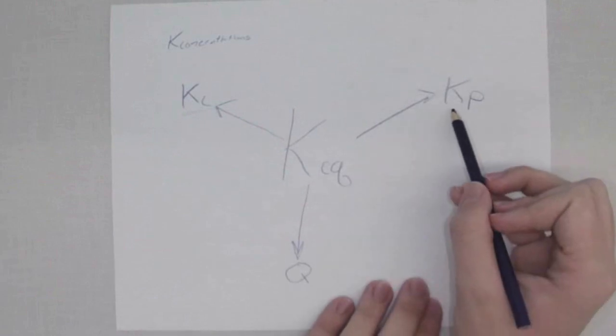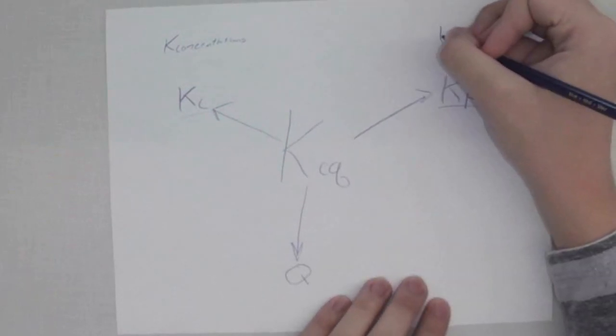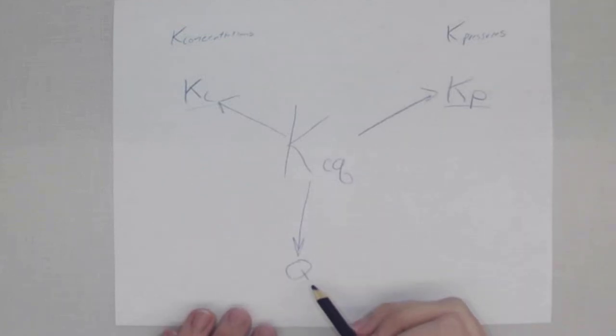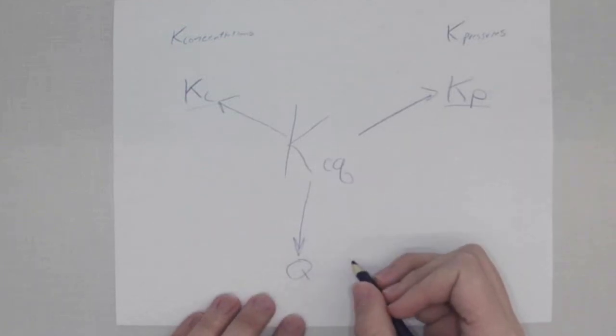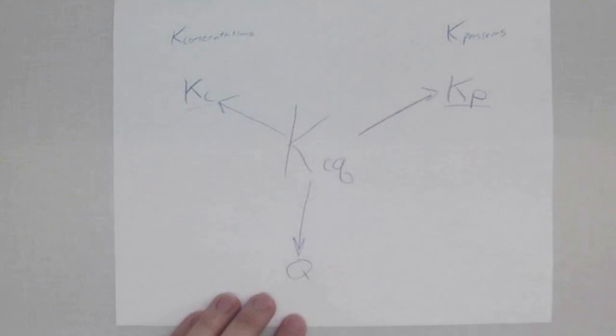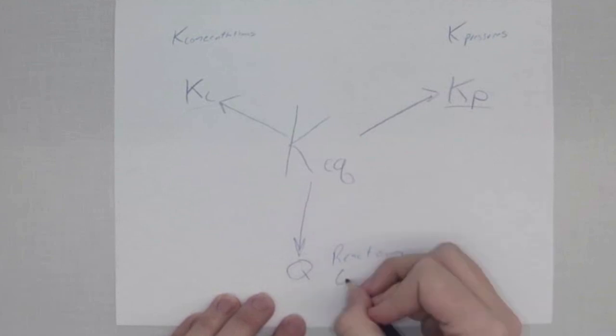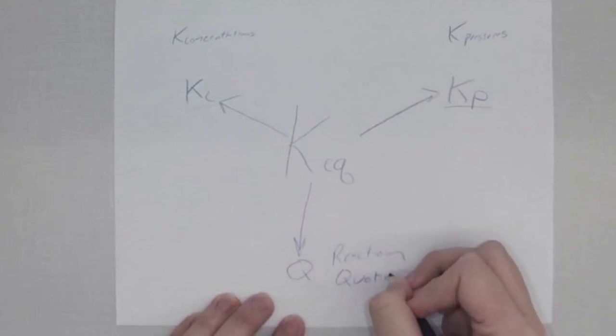Now over here we have Kp. This is K of pressures. Essentially, when we're using a Kp, instead of solving using concentrations, we will solve for Kp using the partial pressures of everything we have in our system. So you'll commonly see Kp used for gas phase reactions. Finally, we have Q. Q down here is K when we are not at equilibrium. It's also known as the reaction quotient. We'll talk more about that later on in this video.